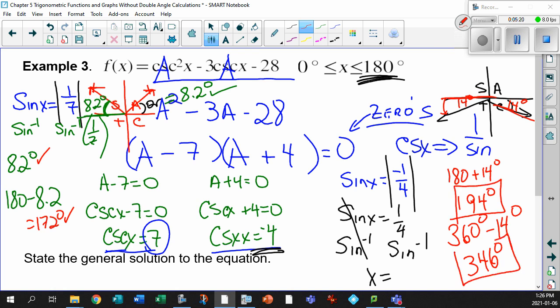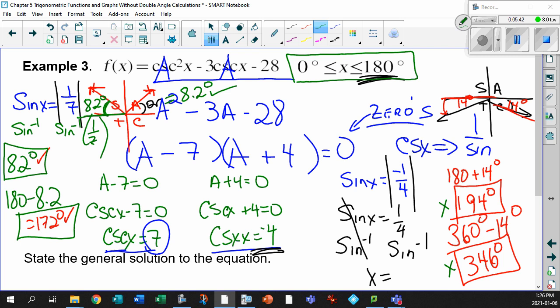But what's the one thing we didn't do? Do you see it? I bet you don't see it yet. Do you see it now? Yeah. The restriction on this problem is between 0 and 180. So guess what? You don't need this answer. You don't need this answer. The only two answers you need are this one at 8.2 degrees and this one at 172 degrees.